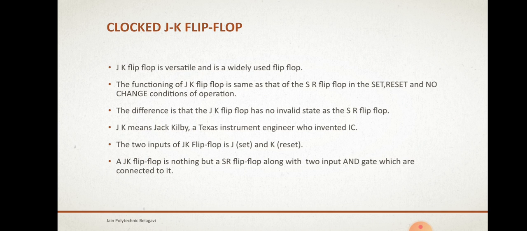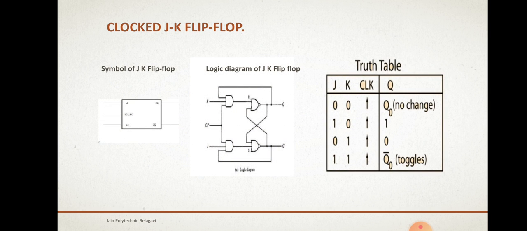JK means Jack Kilby, the Texas Instruments engineer who invented ICs. The two inputs of the JK flip-flop are J, set, and K, reset. The JK flip-flop is nothing but an SR flip-flop along with two AND gates connected to it. You can observe the JK flip-flop symbol with the clock, and two AND gates connected at the input side.